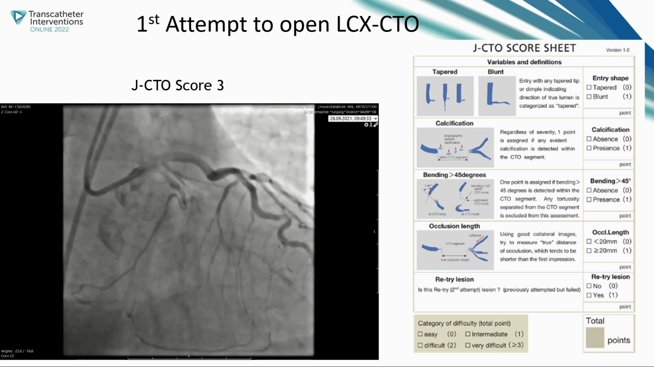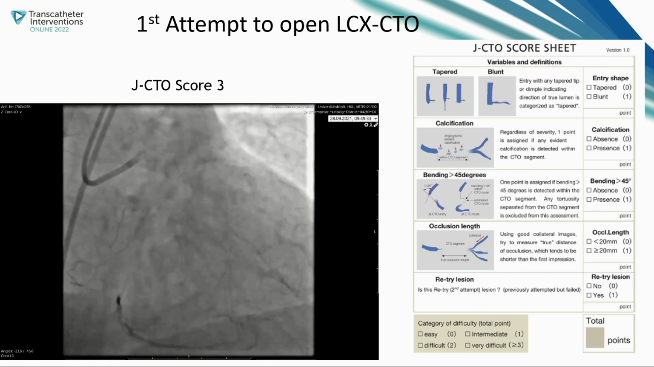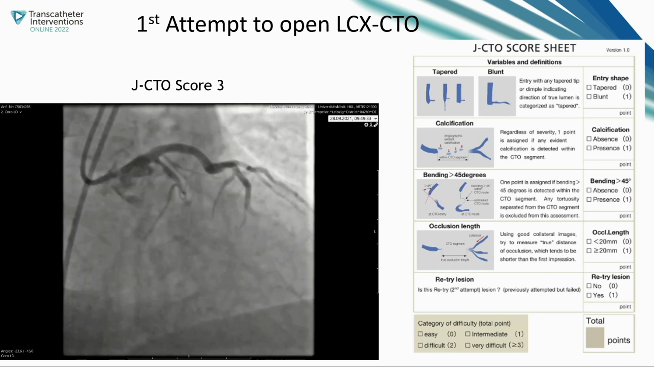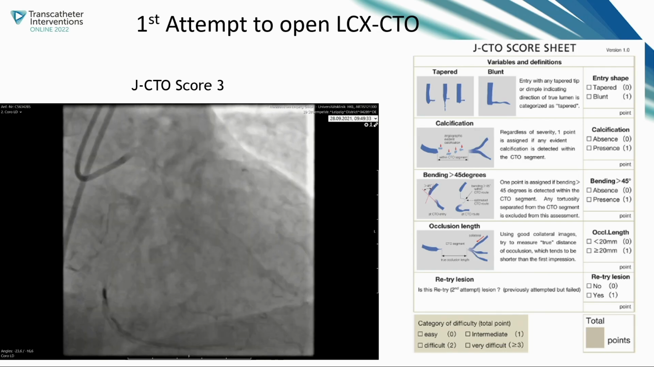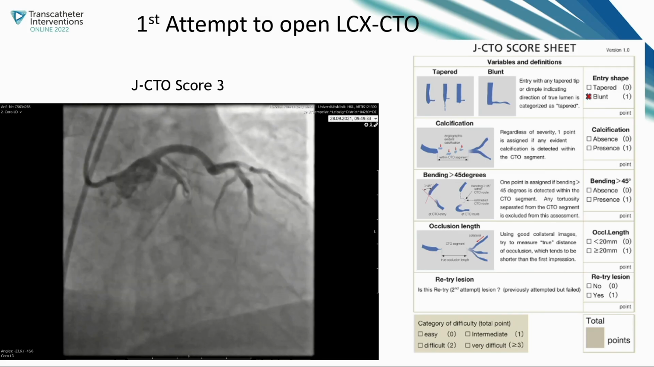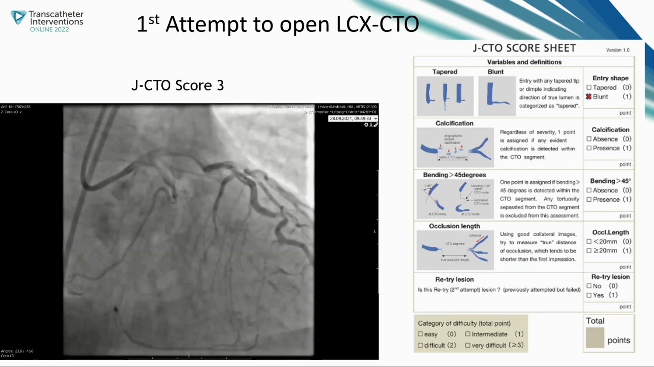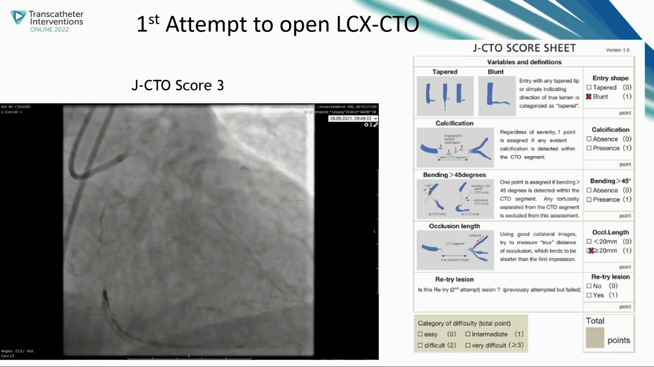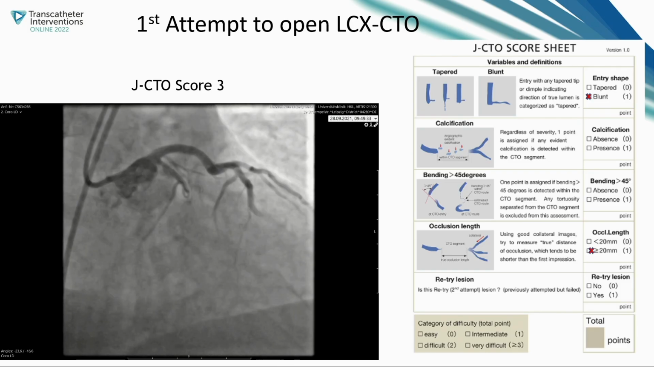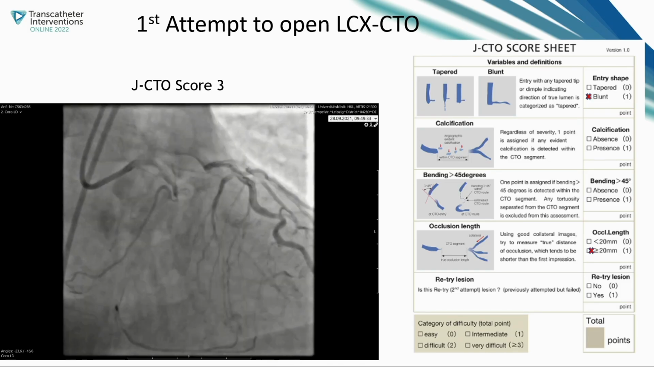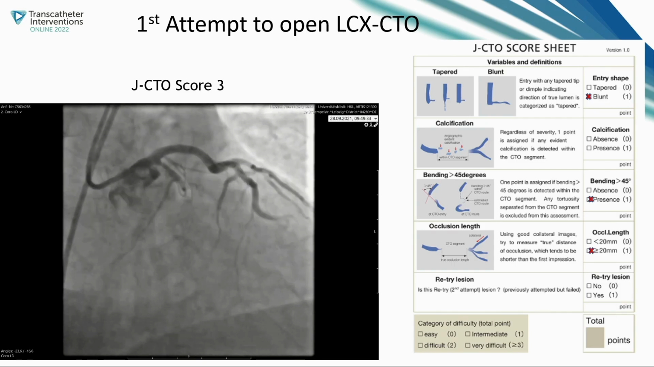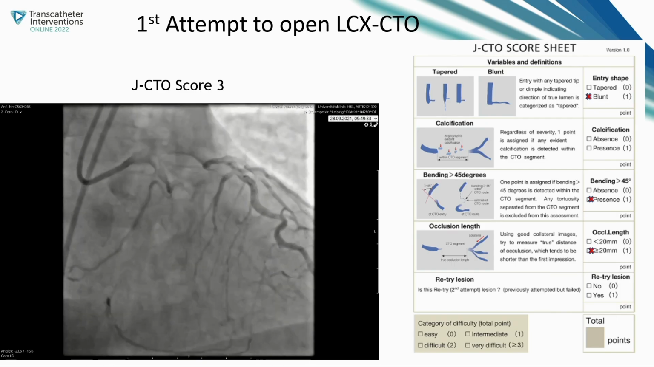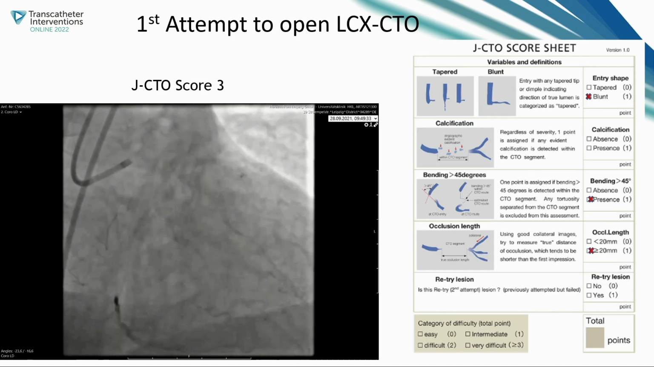So this is the first attempt based on all what we see. So this is according to the JCTO score sheet. This is 3, as you can see it here. So there's a blunt stump. There's also some bending. The lesion length was more than 2 centimeters, summing up overall to 3 points in the JCTO score.